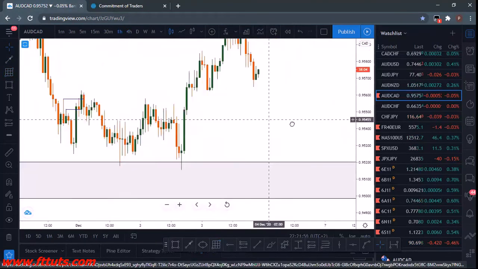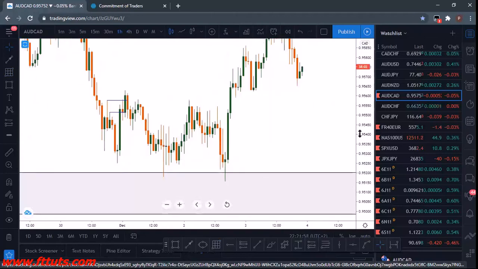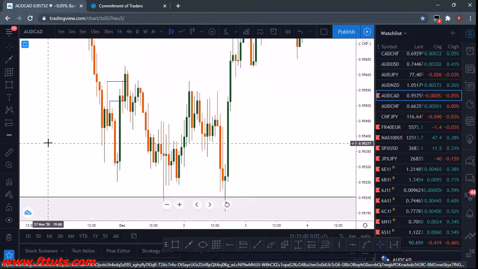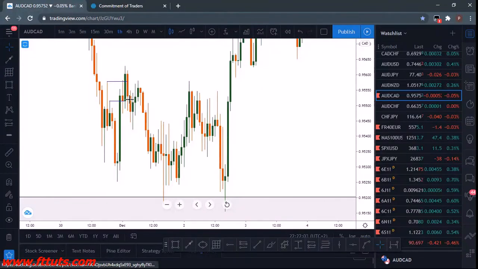So on this 1 hour, what are you looking for? You're looking for where you have some structure. Now we're going to include something else here. Now I want to show you something deeper, called liquidity manipulation. So what is liquidity manipulation about?